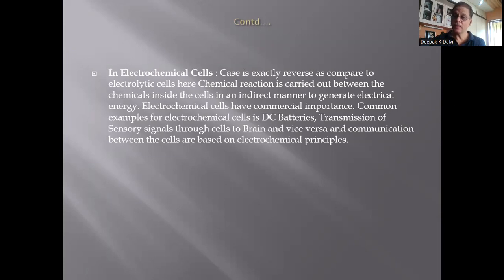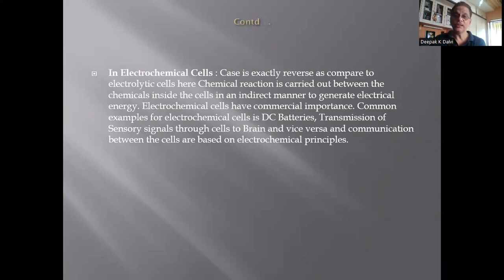For example, we have our DC batteries, lithium batteries, and alkaline batteries. In these batteries, there are chemicals of different charge, positive and negative. So there are also positive and negative terminals for the cells. And when these are connected in a circuit, there is a chemical reaction between the chemicals inside the cell. Due to this chemical reaction, the electric current is produced and it flows in the circuit. So this is an electrochemical cell, in which chemical energy is converted into electrical energy.